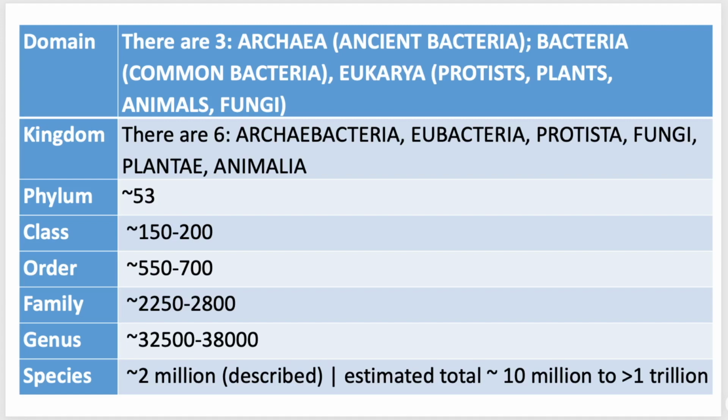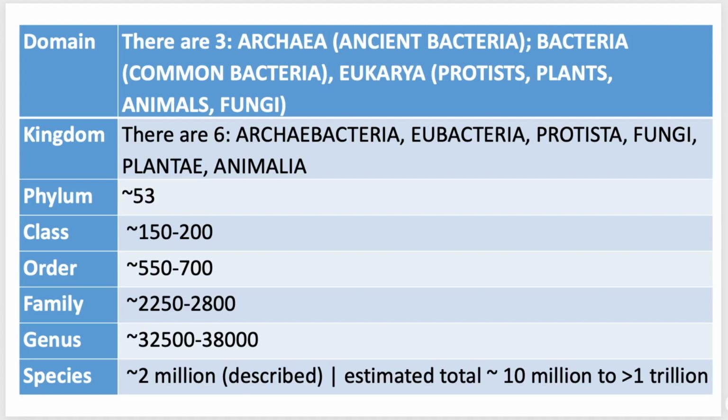And you can kind of see the trend. So for example, there's 3 domains: archaea, eukarya, and bacteria. And then there's 6 kingdoms: archaebacteria, eubacteria, protista, fungi, plantae, and animalia. But then you get to phylum, and there are approximately 53 phyla, depending on how it's organized. So you can see it increases 3, 6, 53. Then to classes, you get up to 200 classes. Orders, 700. Family, 2,800. Genus, 38,000. And then species, scientists have described 2 million different types of species.